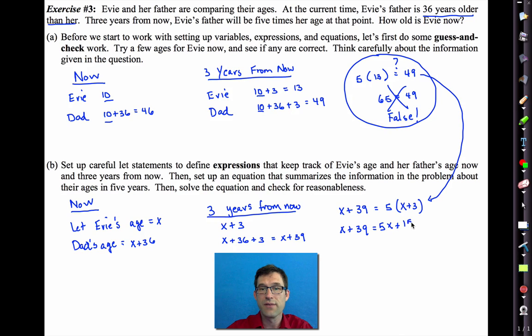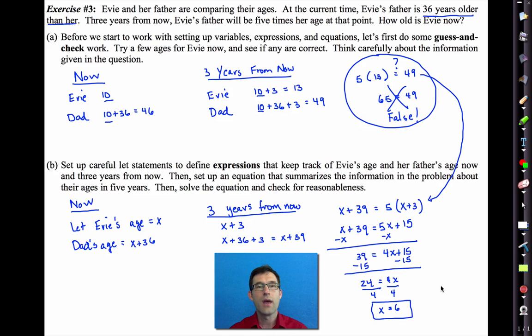5X plus 15. I can now subtract an X from both sides using the additive property of equality. So I'll get 39 is equal to 4X plus 15. Likewise, I can subtract 15 from both sides, again using the additive property of equality. So I'll get 24 is equal to 4X. And finally, I'll divide both sides by 4 using the multiplicative property of equality, and I'll find out that Evie's age is 6.